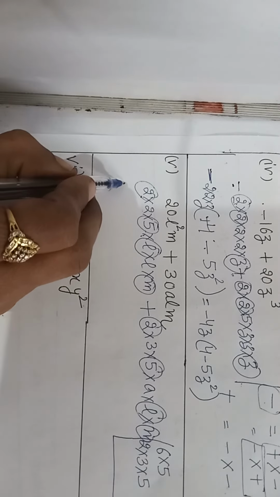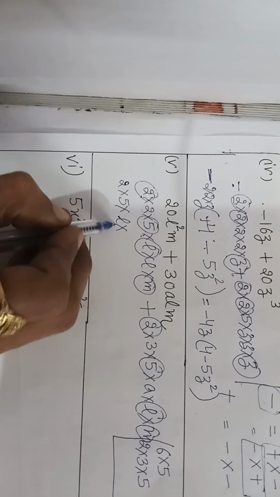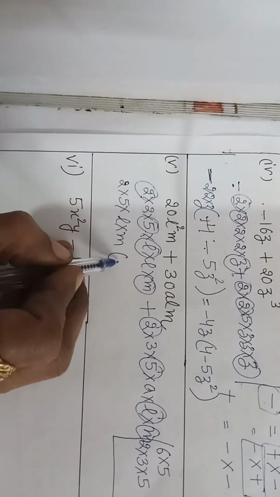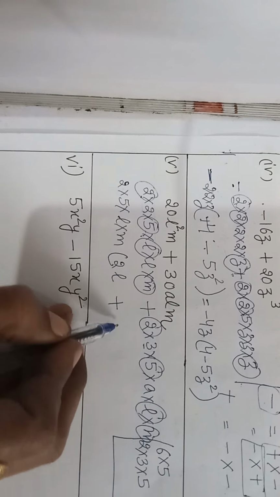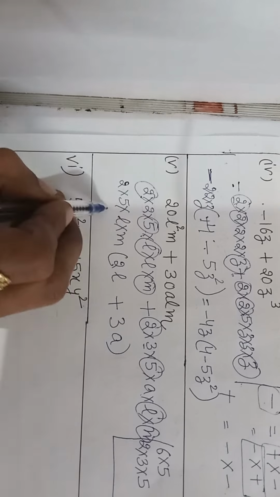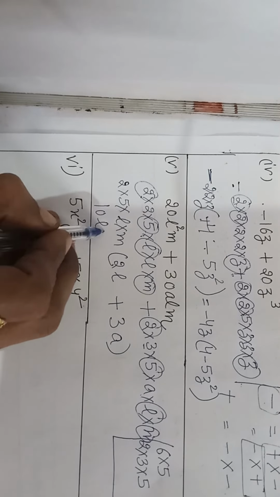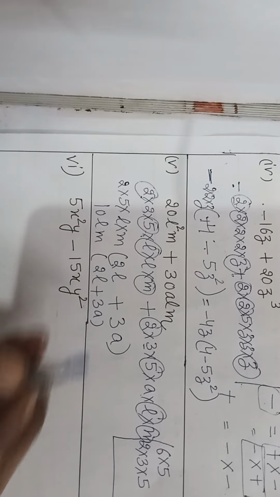So we have taken 2 into 5 into L into m. So what is left here? 2L plus. Now what is left here? 3 and a. So 2 5s are 10 lm we have taken common. So what is left here? 2L plus 3a. So these are its factors. Now we move to the next part.